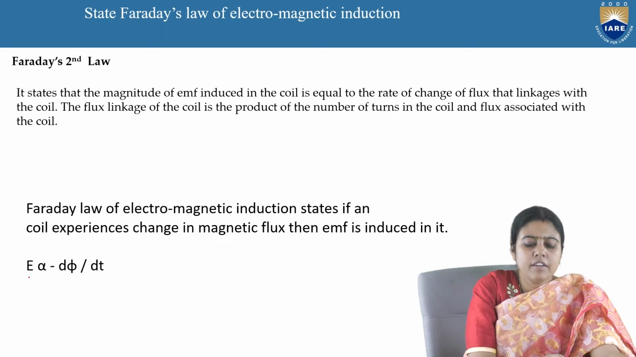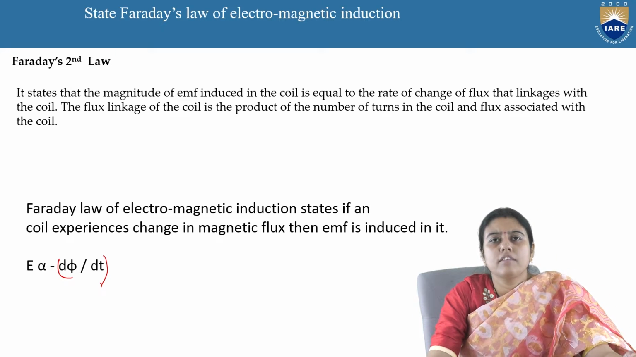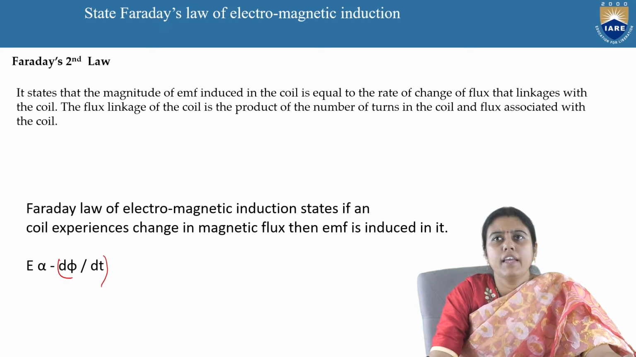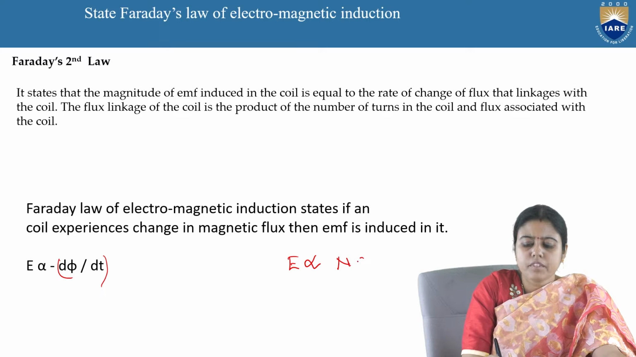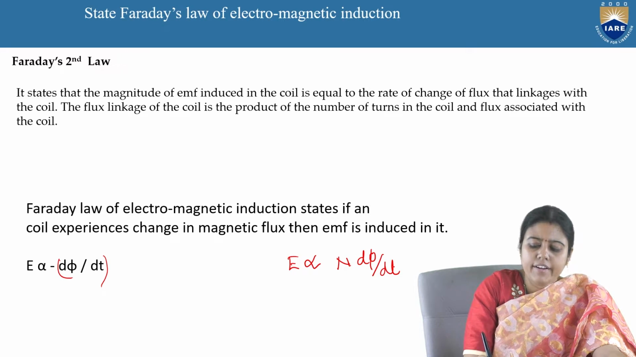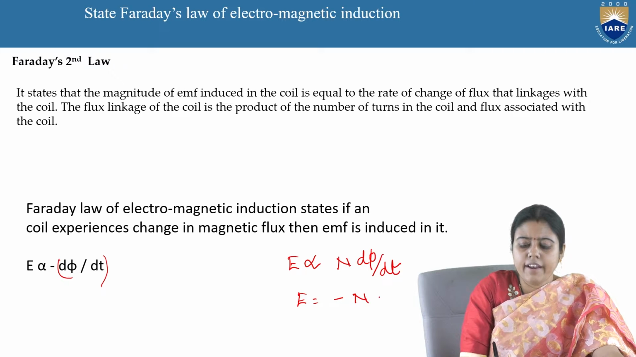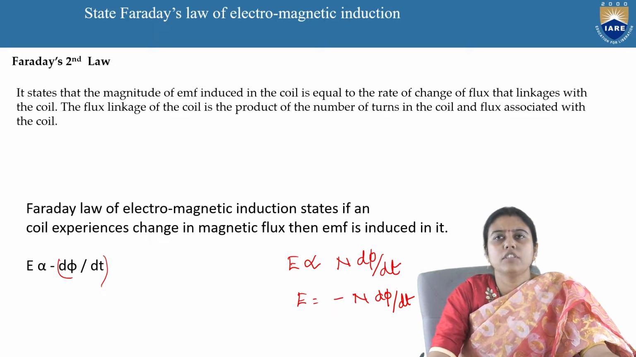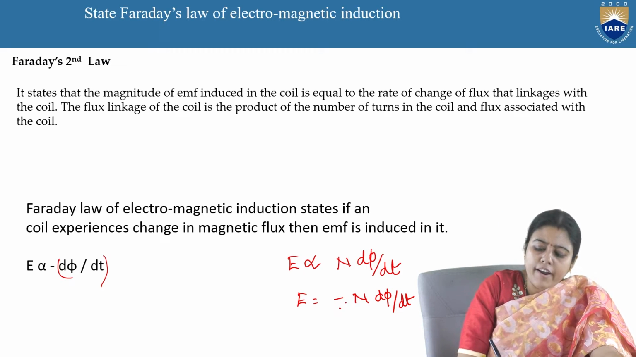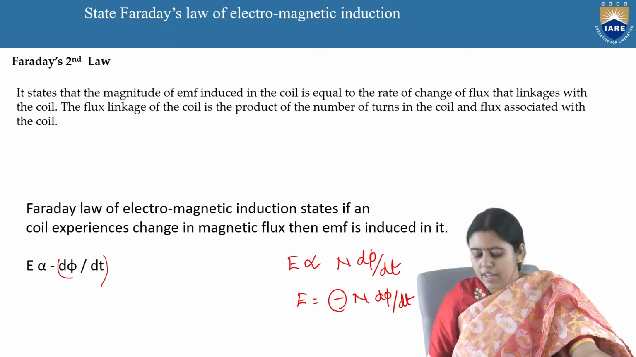We can write that EMF E is directly proportional to d phi by dt. So if there is a rate of change of flux, an EMF will be induced. And we can write E is directly proportional to N d phi by dt, and E equals minus N d phi by dt. So this is Faraday's law. So from where did this minus come? The minus came from the third law of Faraday, which is again known as Lenz law.